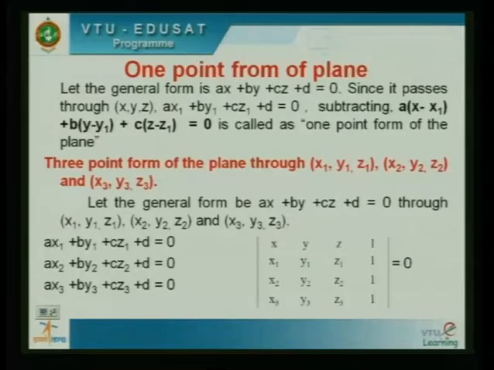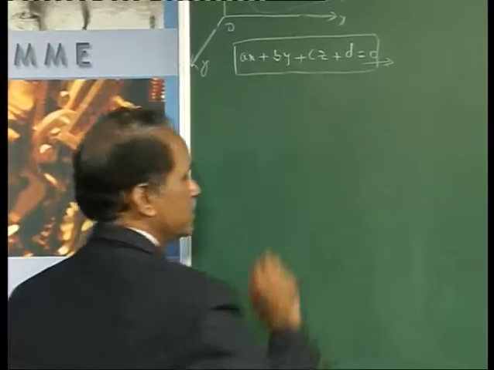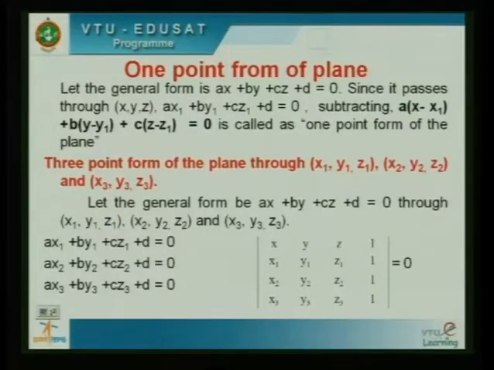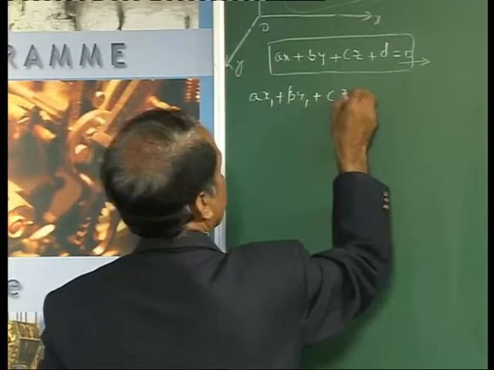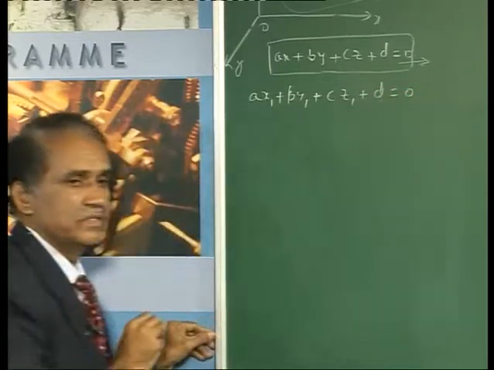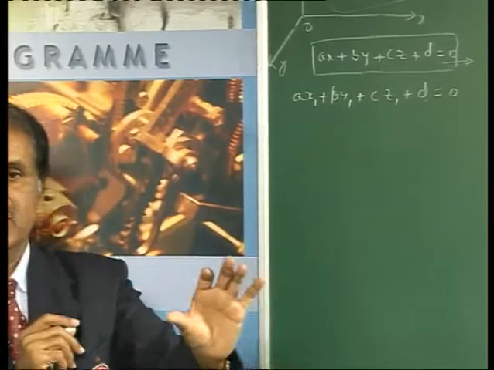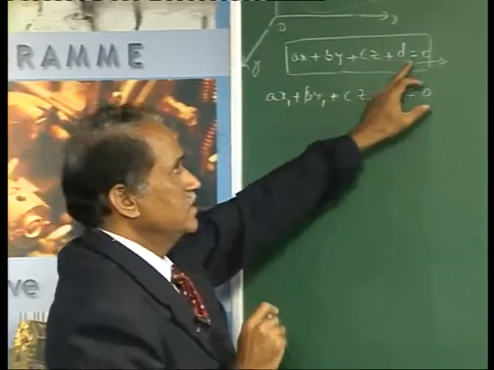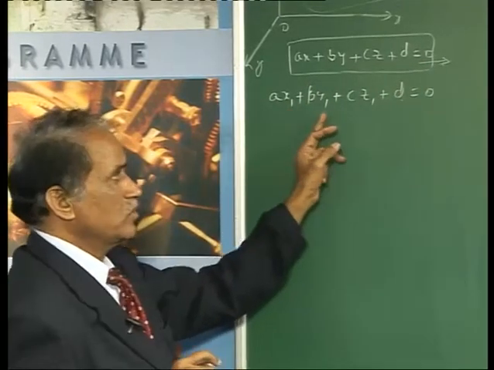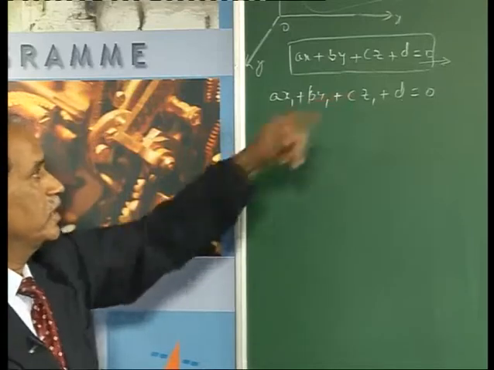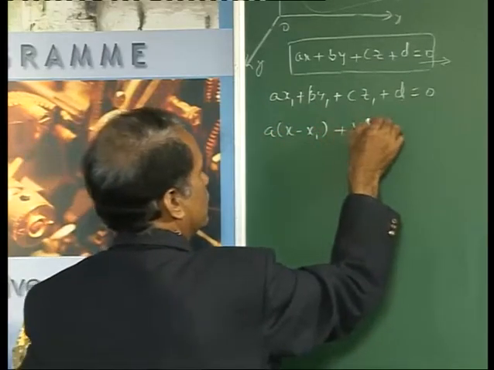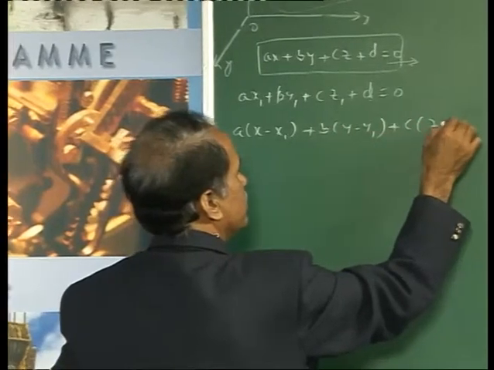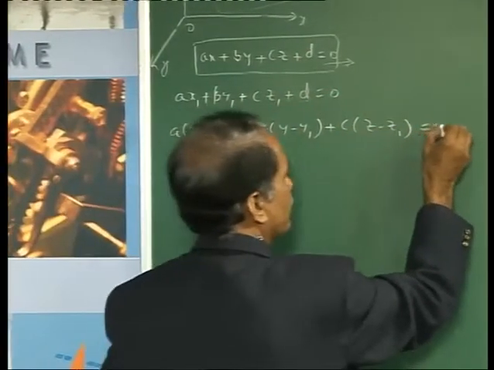So, one point form. What we do here: if this is the given equation of the plane, then we take another plane at some point x1, y1, z1, that is a into x1 plus b into y1 plus c into z1 plus d equal to 0. This is another plane. To define the one point form, we consider the general form as it is, and the same plane passes through the point x1, y1, z1. Then I take the difference between these two: a into (x minus x1) plus b into (y minus y1) plus c into (z minus z1), d minus d becomes 0, equal to 0.